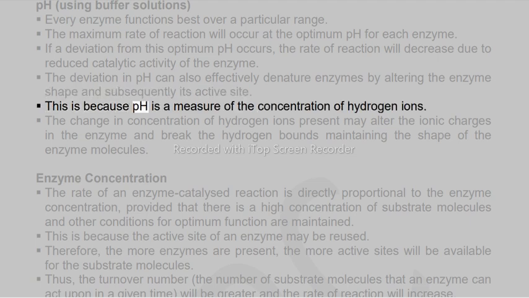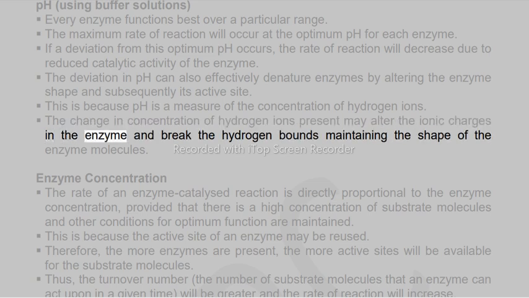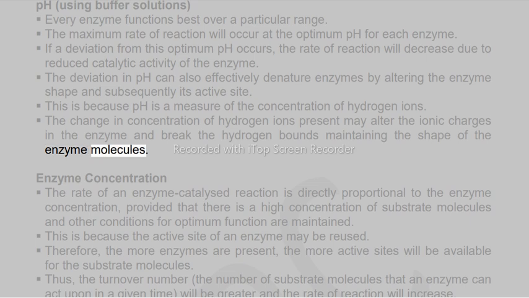This is because pH is a measure of the concentration of hydrogen ions. The change in concentration of hydrogen ions present may alter the ionic charges in the enzyme and break the hydrogen bonds maintaining the shape of the enzyme molecules.